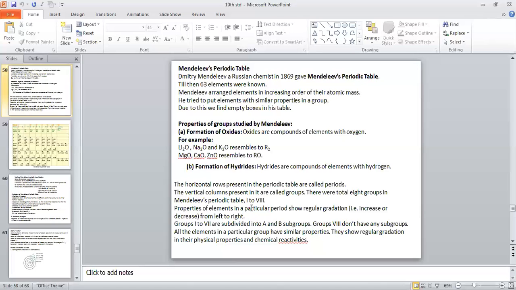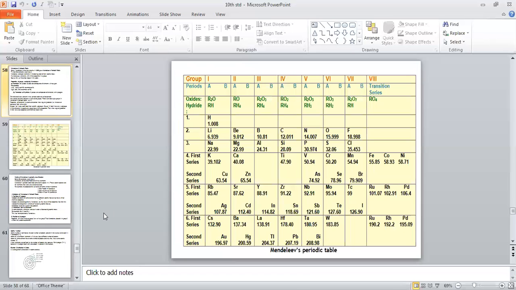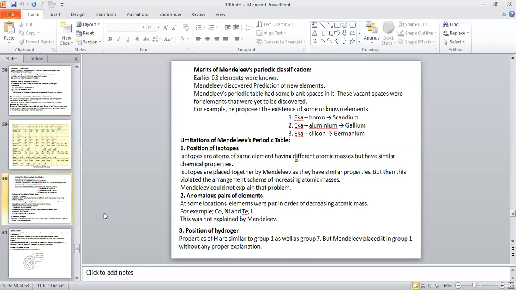The properties of elements in a particular period show regular gradation, means increasing order or decreasing order from left to right. Then groups 1 to 7 are subdivided into A and B subgroups. Group 8 doesn't have any subgroup. All elements in a particular group have similar properties. They show regular gradation in their physical properties and chemical reactivities. So these are the elements arranged in the Mendeleev periodic table.